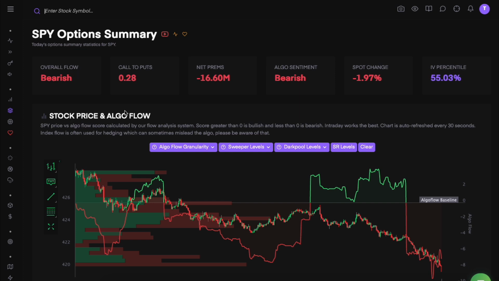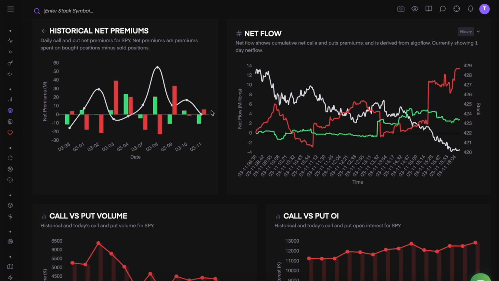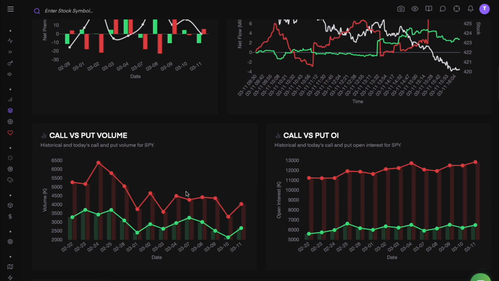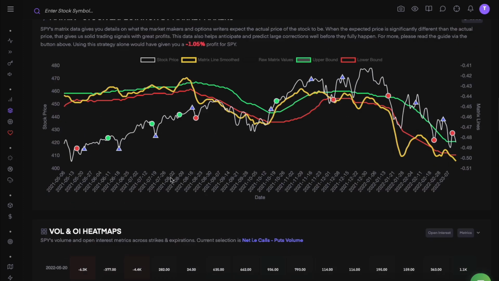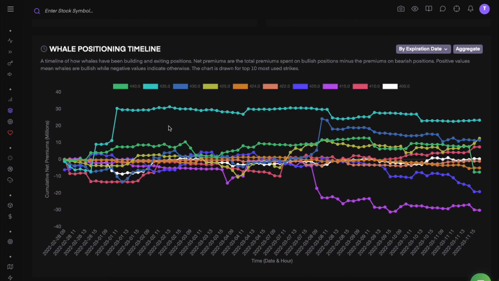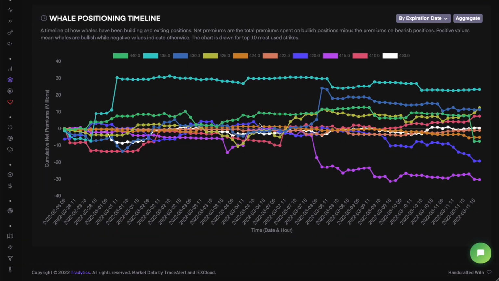But then we have a lot of other stuff that I think has been added in the last couple of months, and I think that stuff actually needs explaining. Net flow is one thing. We have new widgets on call versus put volume. We have something called matrix. We have whale watch, stuff like that. So we're going to try to go through that stuff in this video.